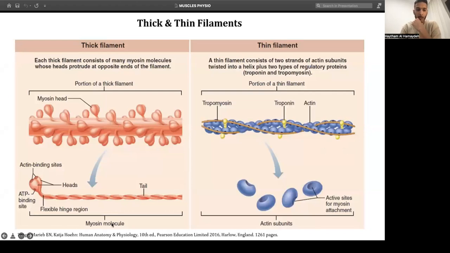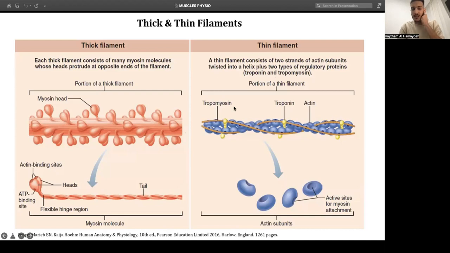A myosin molecule is mainly made up of a tail and a head, and the head has two important sites: the actin binding site, the tip of it that binds to the blue balls we're going to talk about here, and the ATP binding site on the head. Those binding sites are very involved in the contraction cycles, mainly the power stroke that we're going to talk about later.